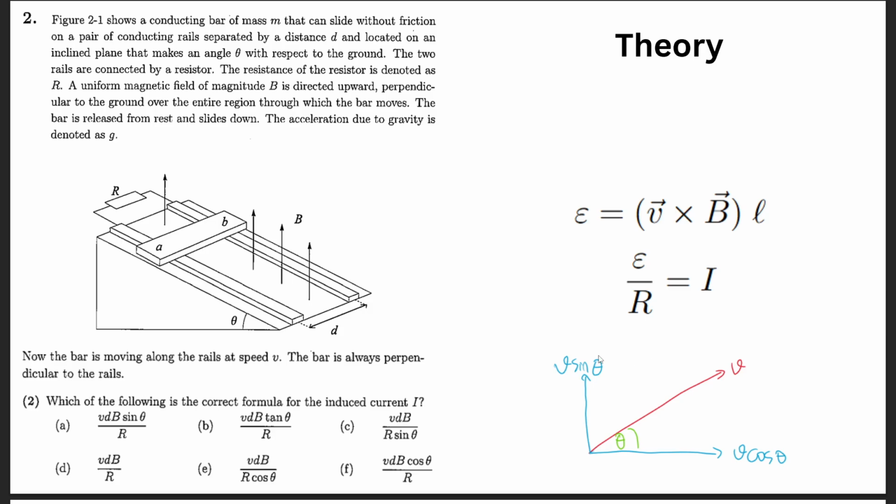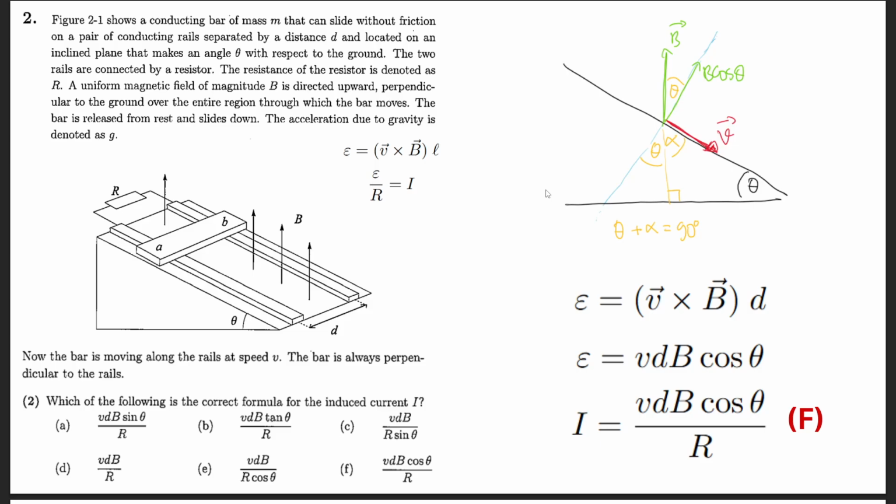And you should also know that the horizontal component of a vector, or the adjacent component of a vector, is v cosine theta, and the opposite component is v sine theta. So we can use this EMF equation, that is the cross product of v and B times the length of the bar, that is d. So we substitute L as d.